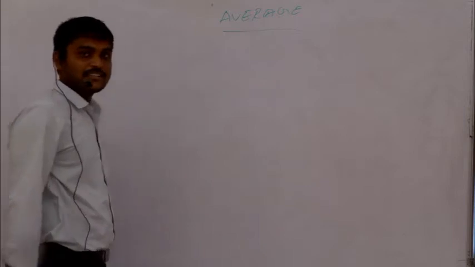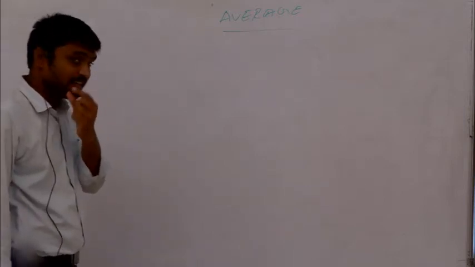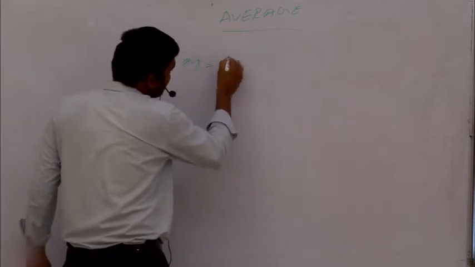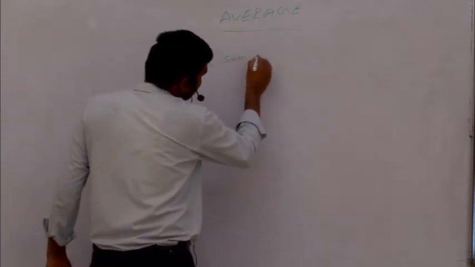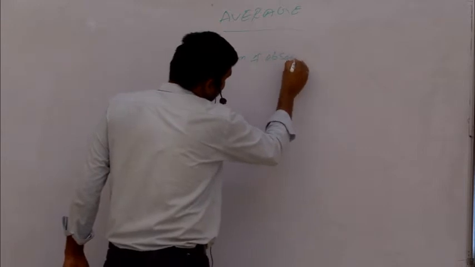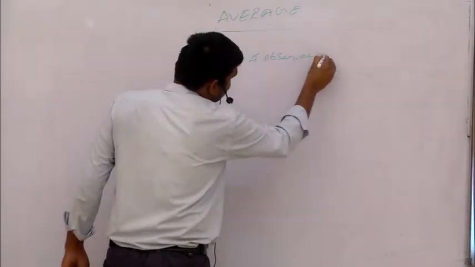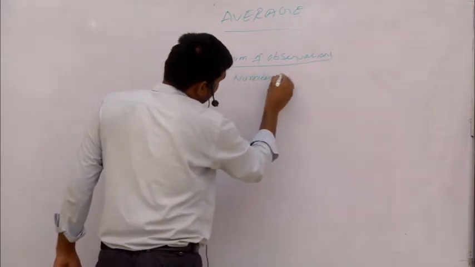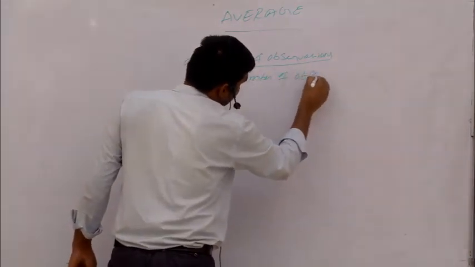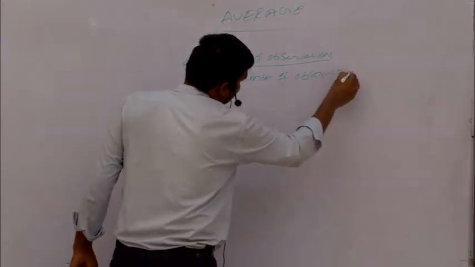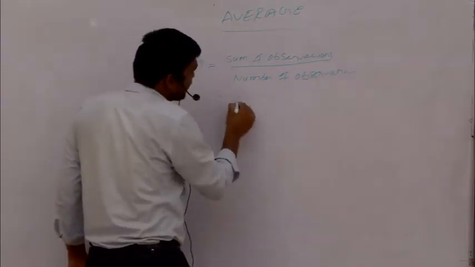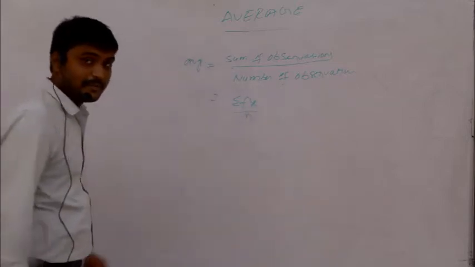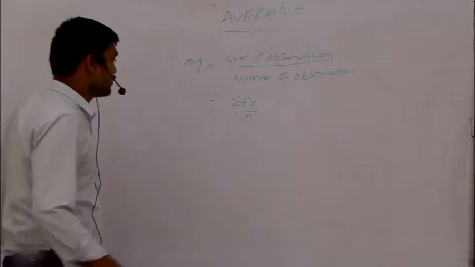So, first average. What is average? Average equal to sum of observations by number of observations. That is sigma fx by n.